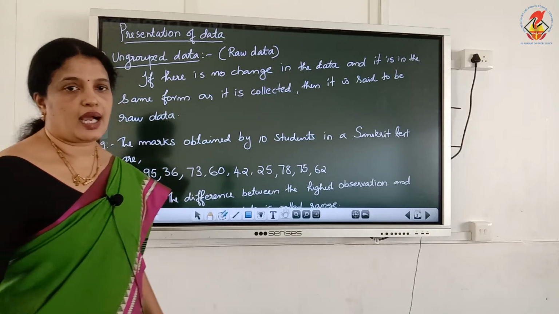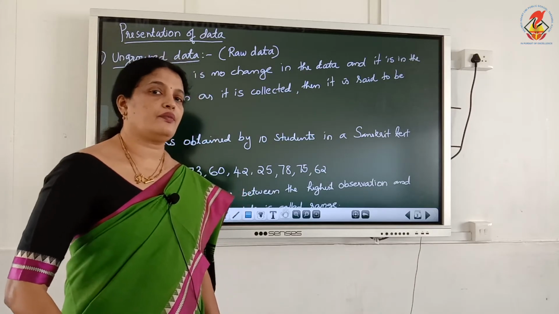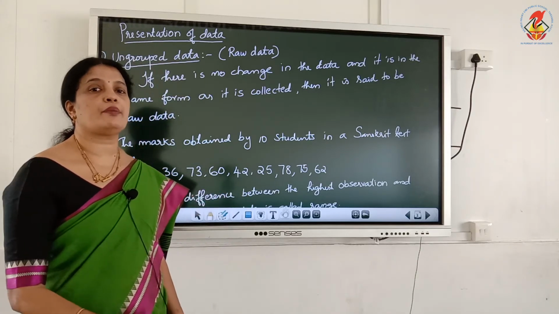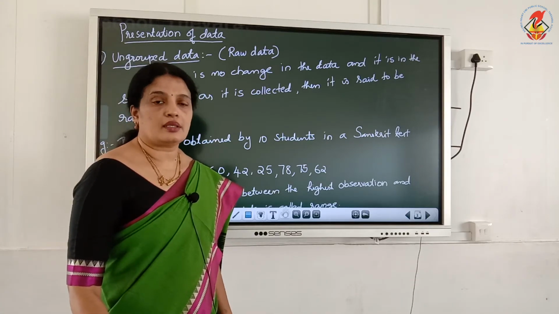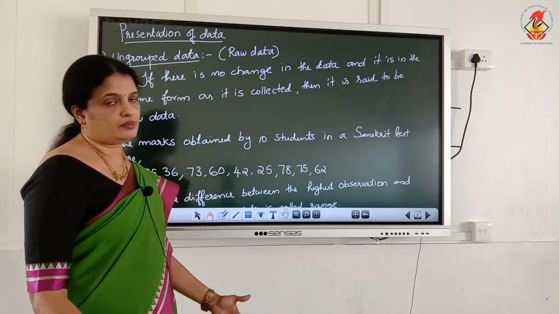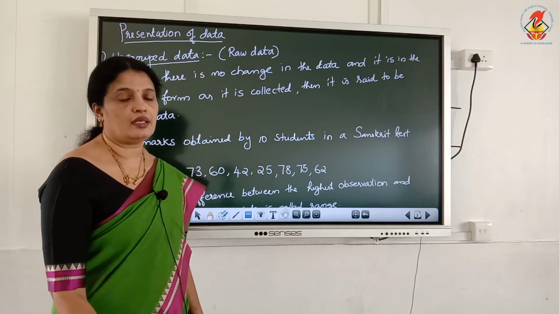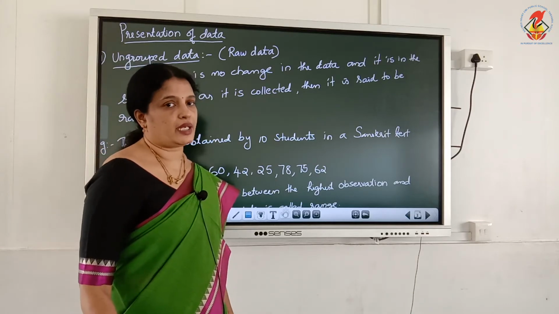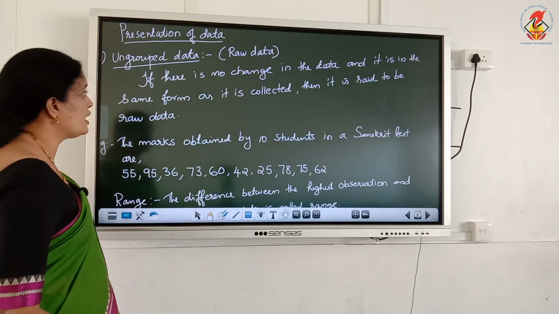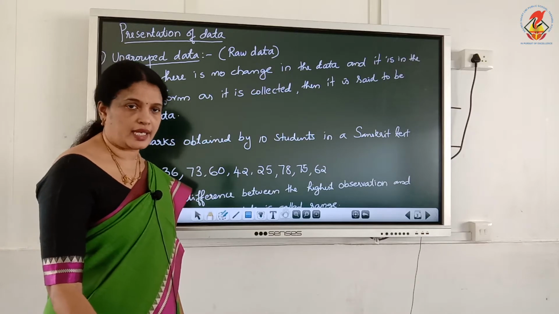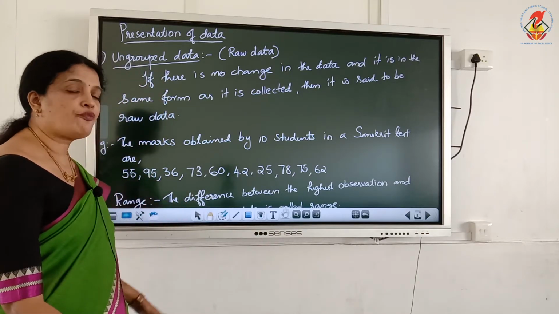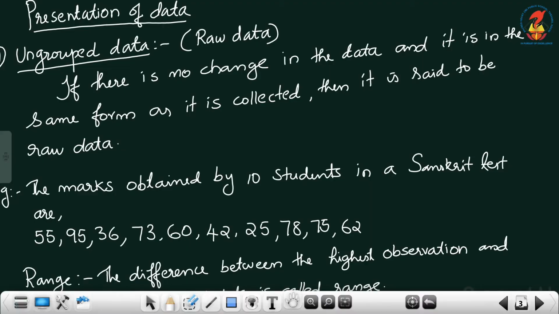Presentation of data. After collecting the data, we have to present it in a meaningful manner. Different types of presentation are there. First, ungrouped data, and next one, grouped data. Ungrouped data means what? If there is no change in the data and it is in the same form as it was collected, it is said to be raw data. Ungrouped data or raw data.